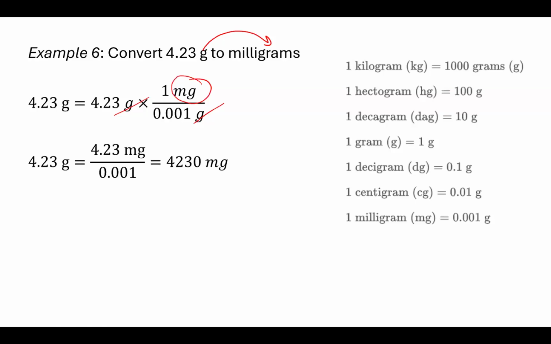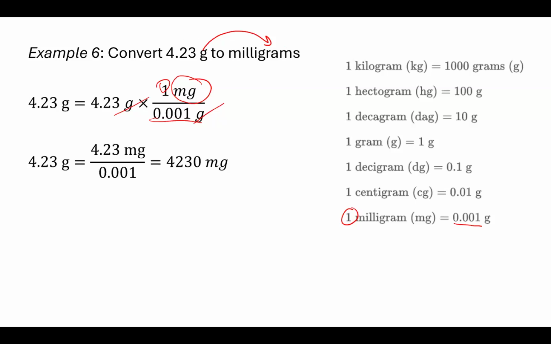Then look at the numbers that are next to the units. So the 0.001 goes here, and the 1 goes on the top, and that means I'm going to do another division. I'm going to divide 4.23 by 0.001, and this gives me 4,230 milligrams. So 4.23 grams is equivalent to 4,230 milligrams.